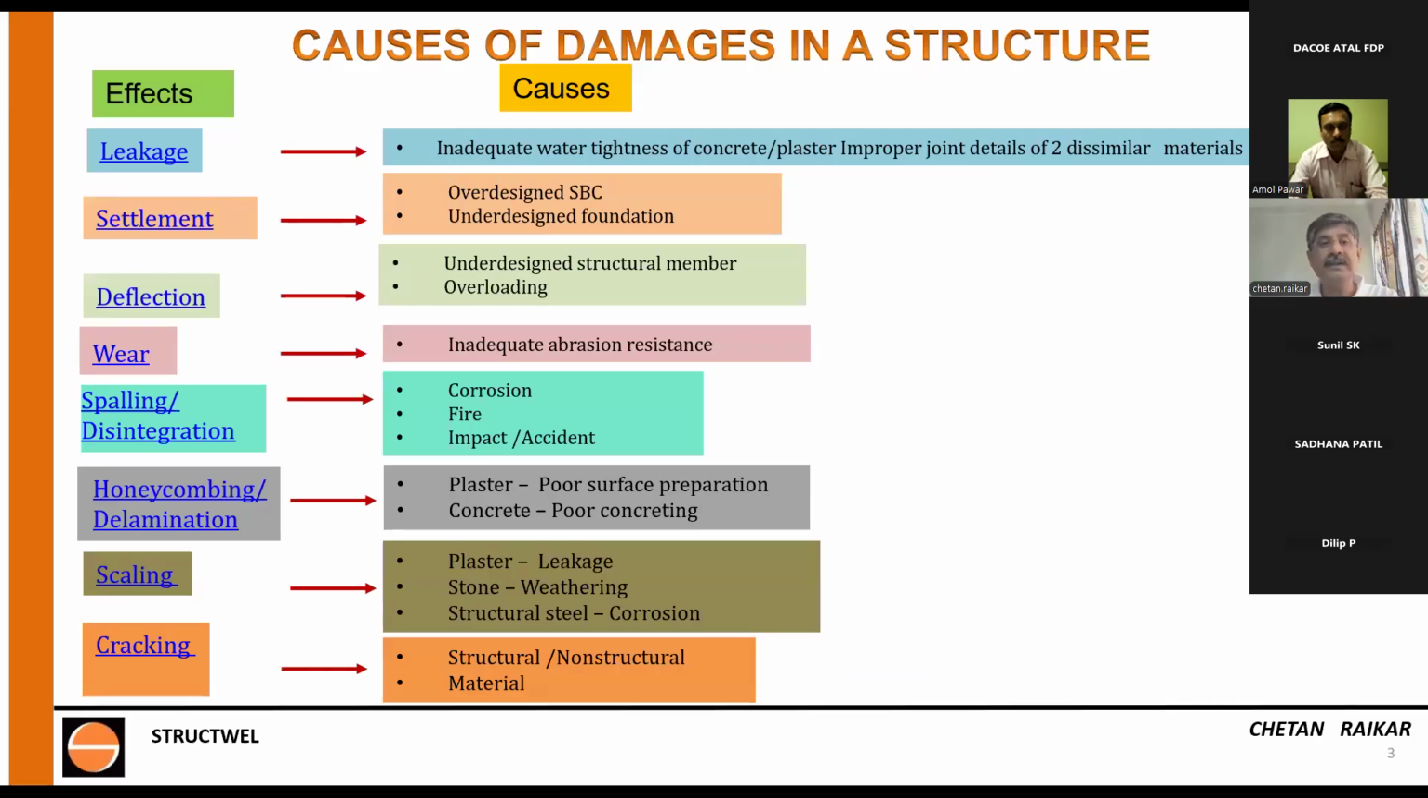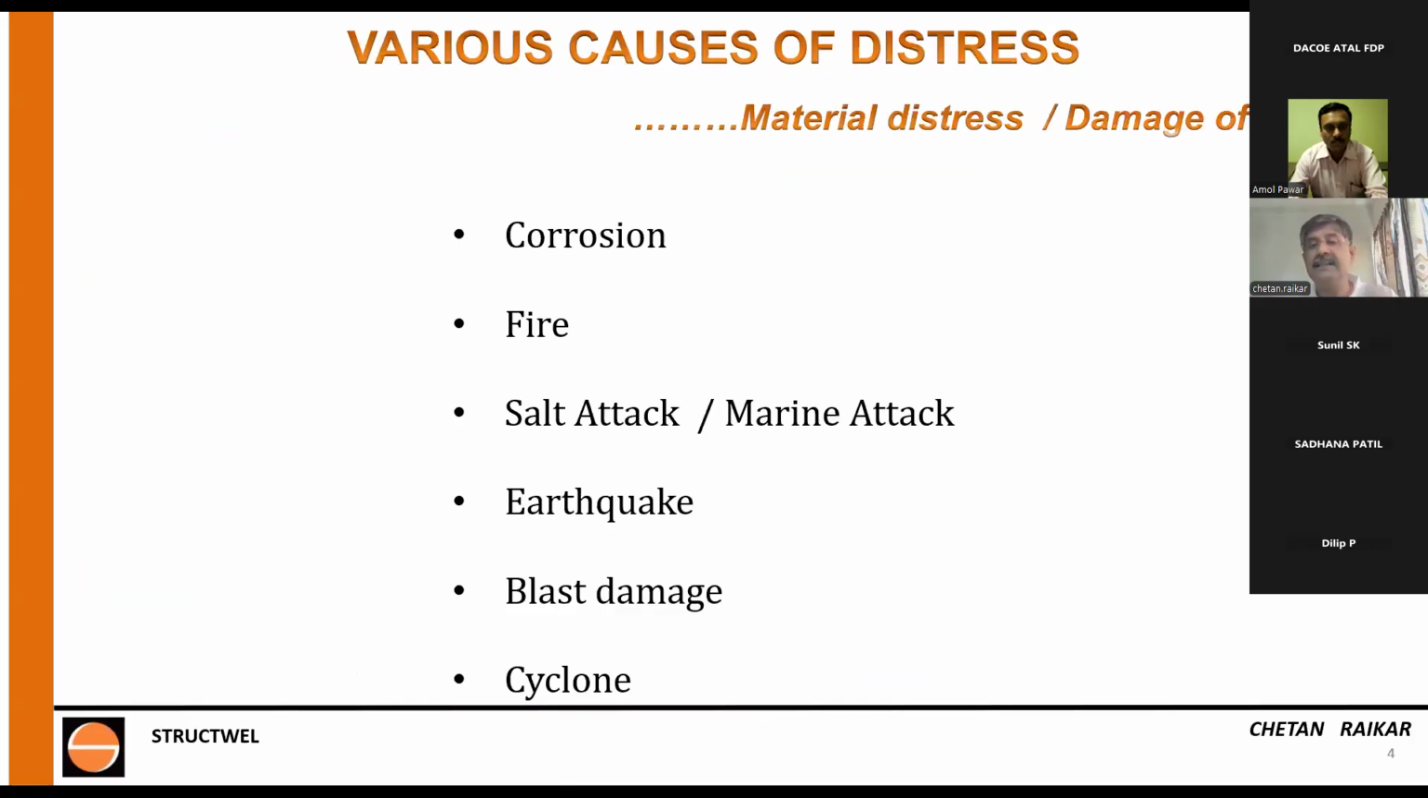These are the effects and the causes. Let's see this. These are the difficult experiences the structure has. We will go to the previous slide after this. Corrosion. Corrosion is a difficult experience. It's an ongoing experience a structure has. Fire. Fire can be once in a lifetime for a structure, can be twice for an industrial structure. But fire is not something which is a regular feature. Corrosion is an ongoing process. Salt attack or marine attack.